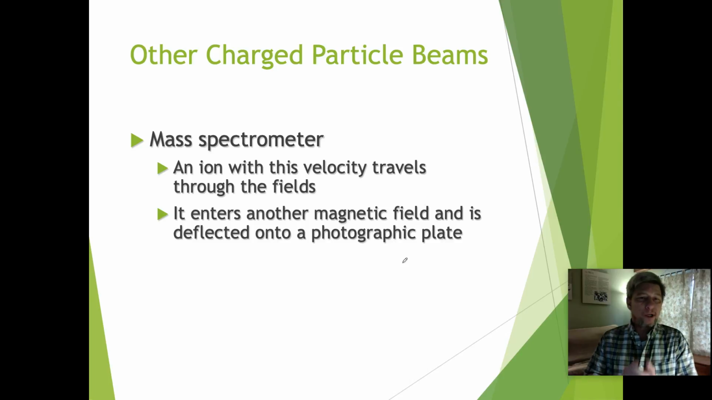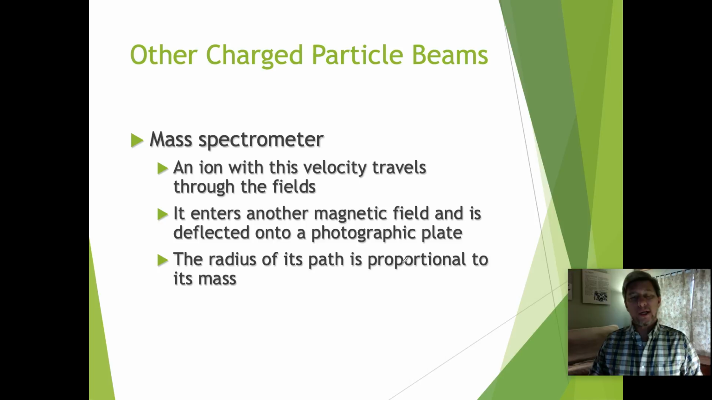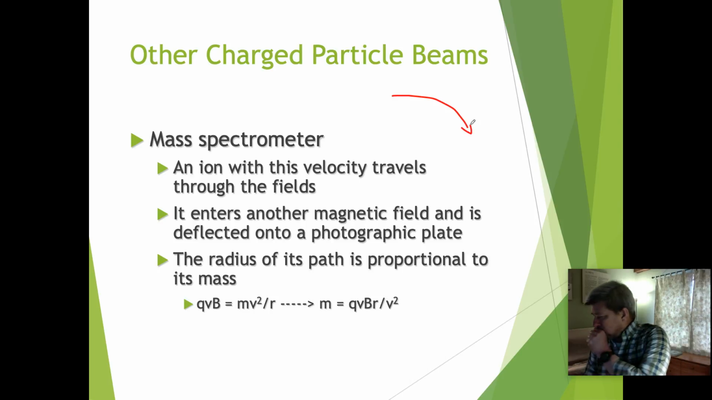So the ion travels through the two fields, the electric field and the magnetic field, and then it enters another magnetic field, and it's deflected onto a photographic plate, which is, again, old technology, but essentially it's typically a glass plate with fluorescent chemicals on it that will light up when the beam actually hits it. And since we're deflecting the beam, if the beam is traveling this way, it forms part of a circular path.